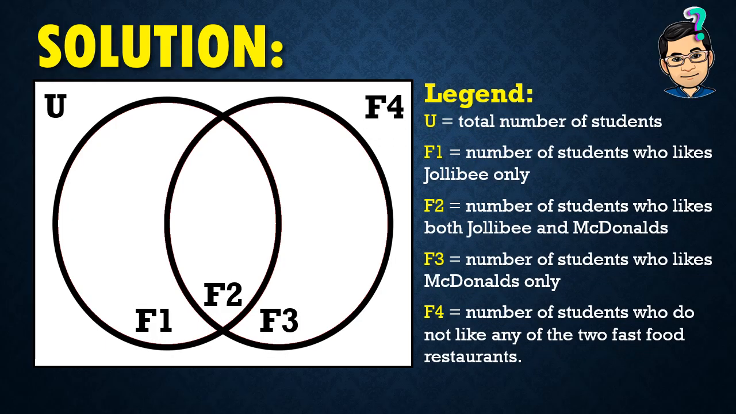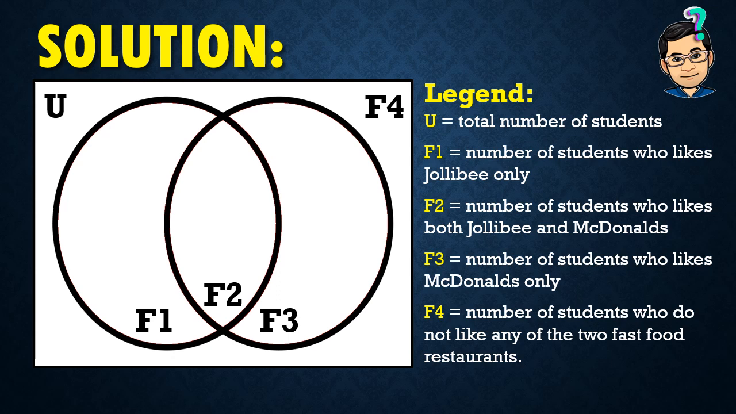Okay, and then, so kung mapapansin nyo, yung ginamit ko na letter is hindi S. So kasi yung mga kanina, kaya letter S ang ginamit ko kasi we are referring to subjects. So dito, dahil mga fast food restaurants naman ang pinag-uusapan natin, pwede natin gamitin yung letter F. So, shortcut dun sa fast food, letter F. So, U, again, the total number of students. F1 naman, number of students who likes Jollibee only.